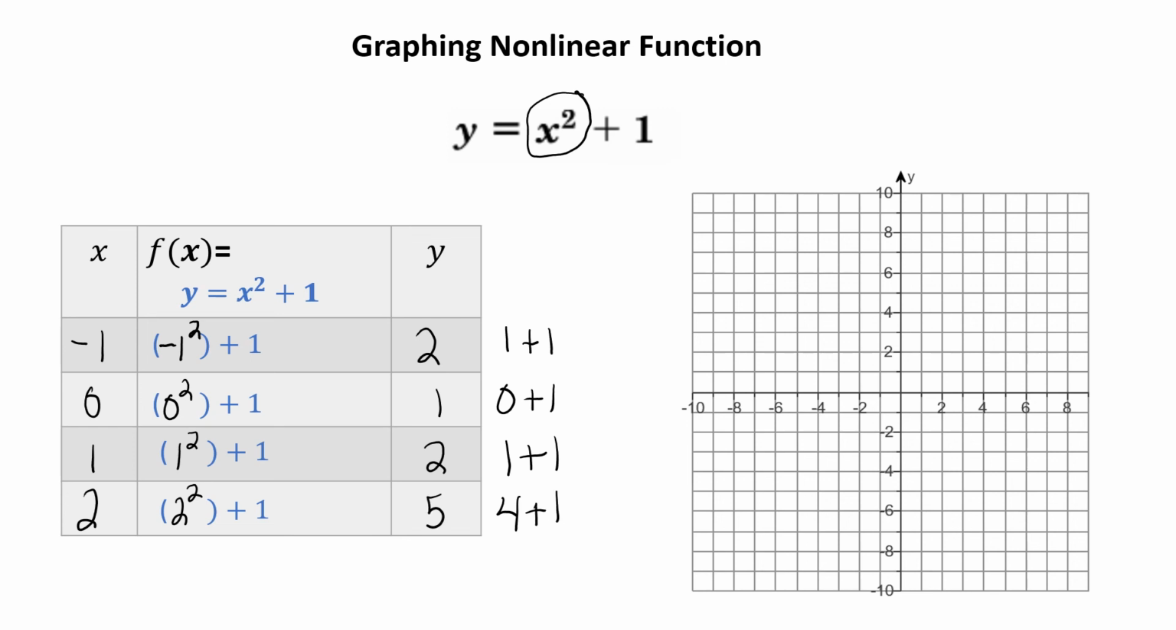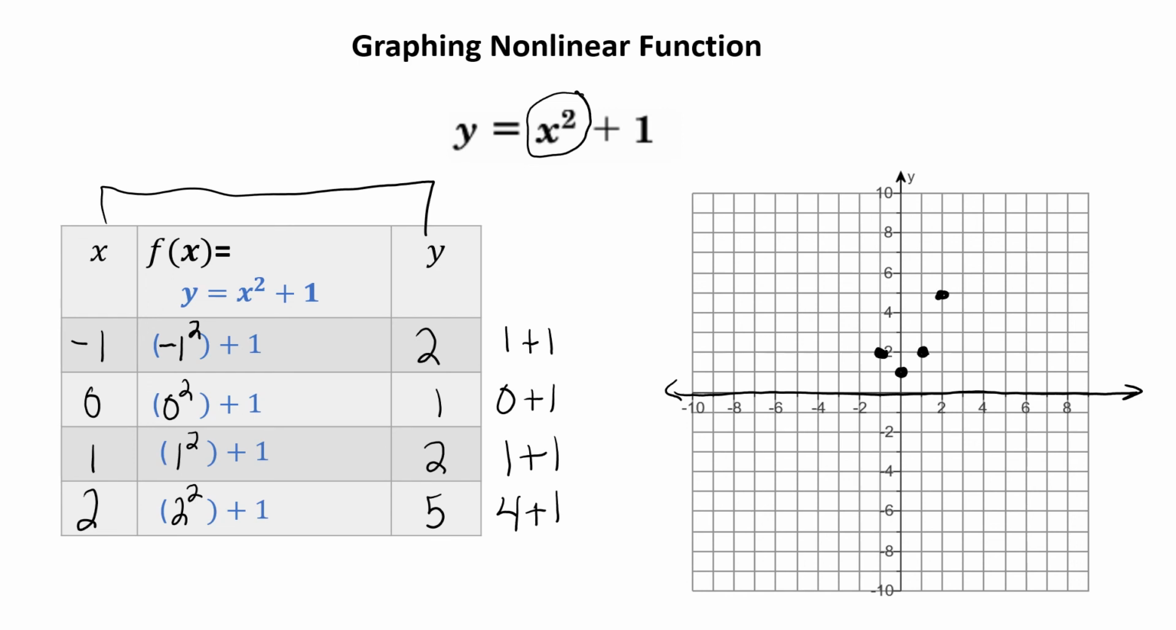All right, again, we're going to go ahead and plot these x and y coordinates. Again, reminder, we're going to start at the x-axis. So we have negative 1, 2. I'm going to go to negative 1 and go up to my first point. Then we have 0, 1, going to the 0, and then up 1. And then we have 1, 2, going to the 1, and then up 2, and then 2, 5. We go to 2, and then up 5.